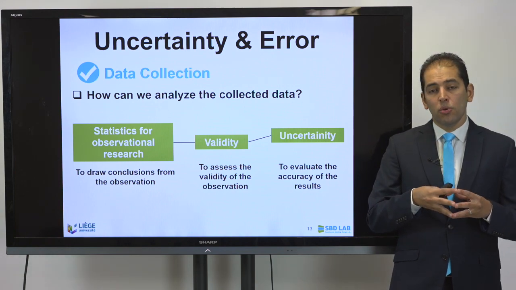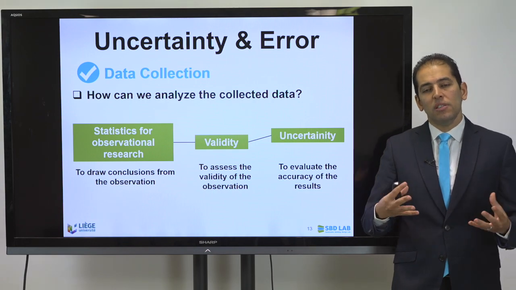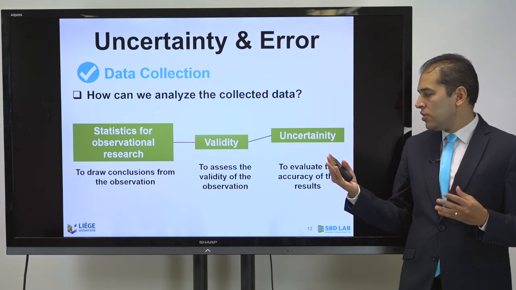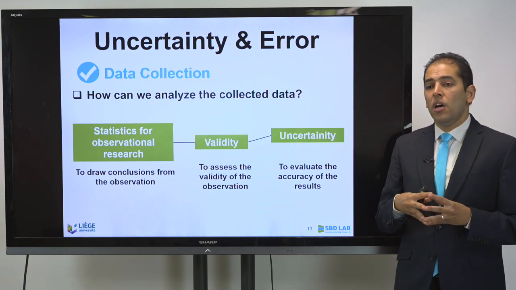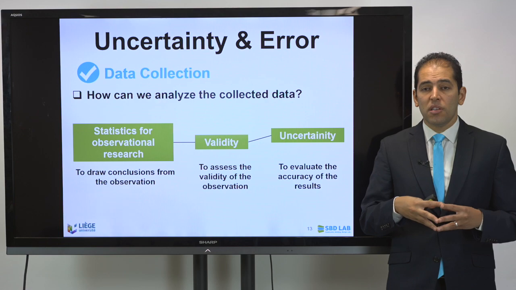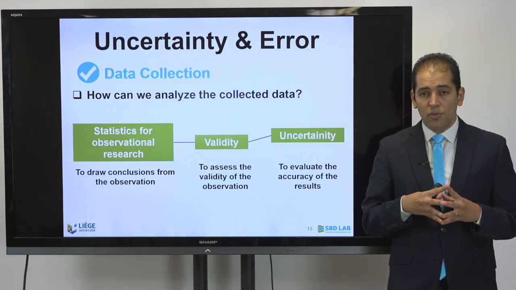It's also very important to ask ourselves, how did we validate our data? How did we assess the validity of our observation? And what kind of uncertainty indicators did we communicate? Did we evaluate the accuracy of the results? How far are we uncertain of the findings? What could be a potential error range for our findings?